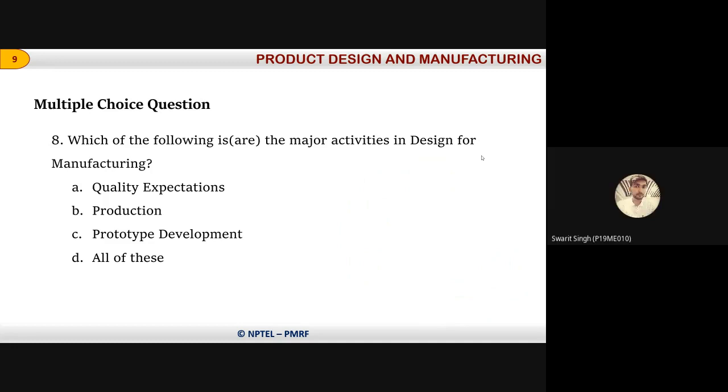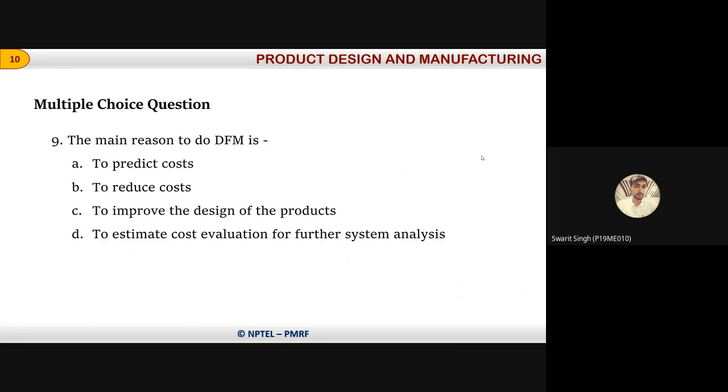Okay, so it is talking about design for manufacturing. Following is the major activity. Next. Again, it is design for manufacturing: to predict cost, to reduce cost, to improve the design of the product, to estimate contribution. Sir, C, to improve the design of the product.